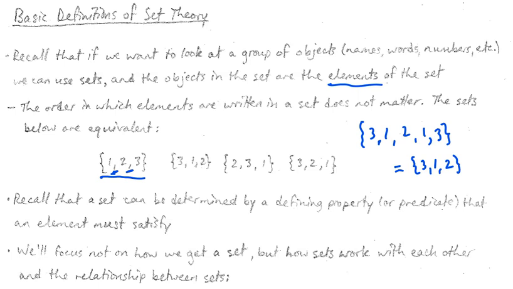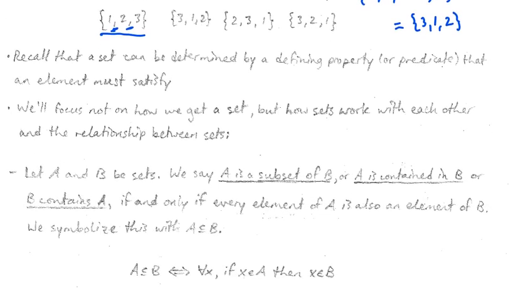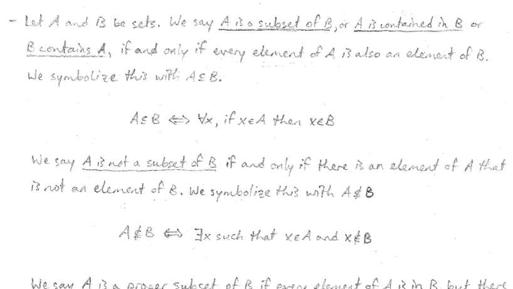So what we're going to focus on in this video and the next couple of videos is not how we get a set, but how sets work with each other and the relationships between sets. So suppose we have two sets, capital A and capital B, and those are typically common names that you'll see being used for sets. We say that A is a subset of B, and there's two other ways to say this. That is the same as saying A is contained in B, or B contains A. So those three things are saying the same thing. We say A is a subset of B if and only if every element of A is also an element of B.